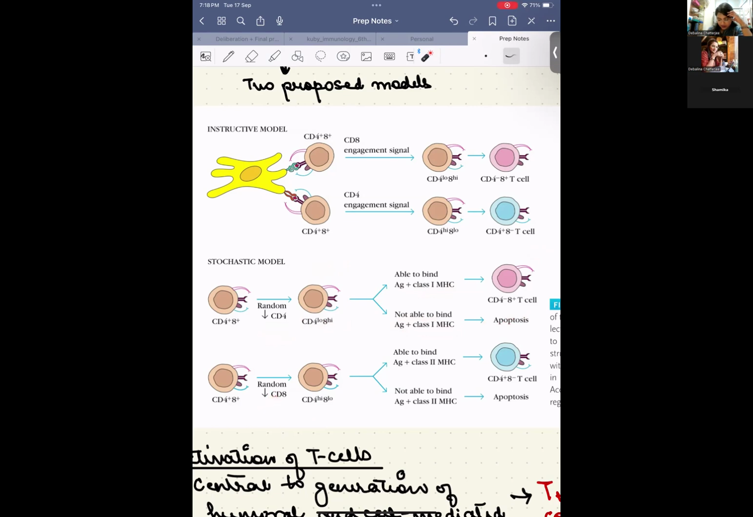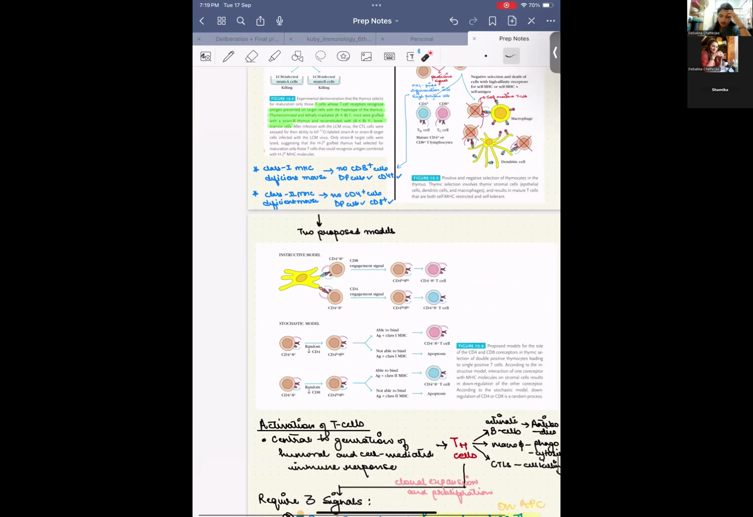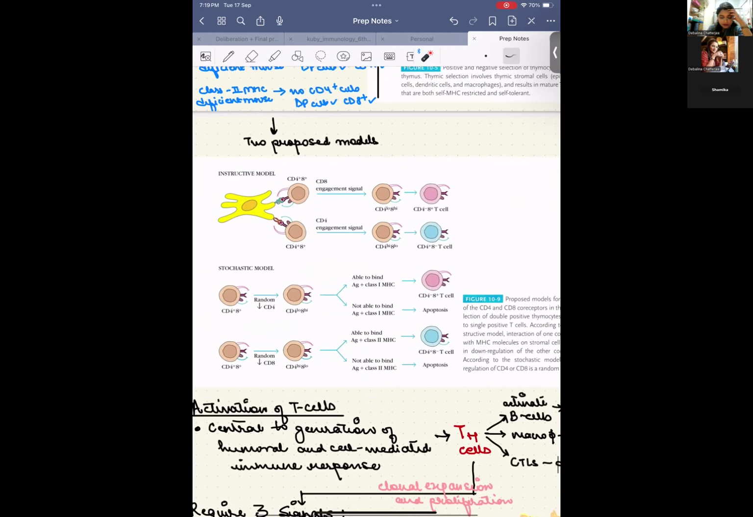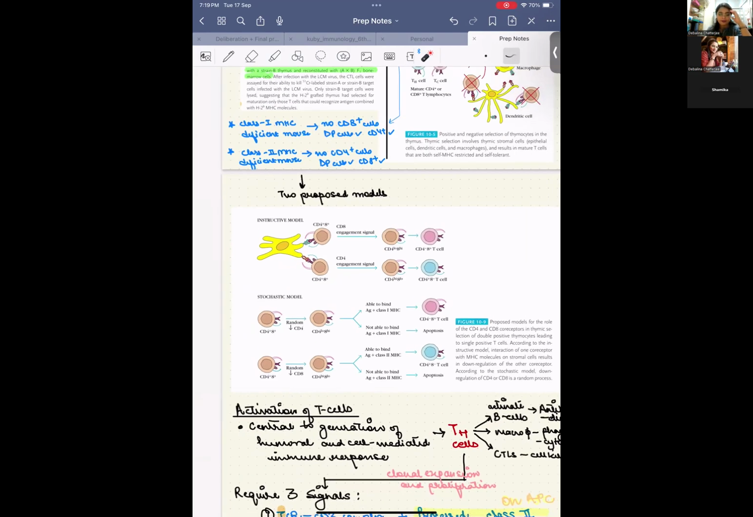Similarly here, if we have CD4 upregulated, binding happens preferably to MHC class 2 expressing antigen presenting cells, and the cell differentiates into a CD4 positive, CD8 negative T helper cell. And if this cell is not getting a chance to bind to a class 2 MHC molecule, it will be taken for apoptosis. The second model is the hypothetical one. Both of them are under consideration, and we are yet to reach a conclusion about which is true.